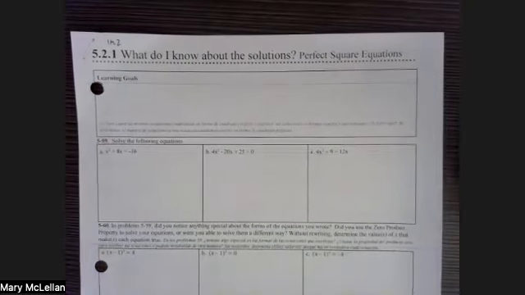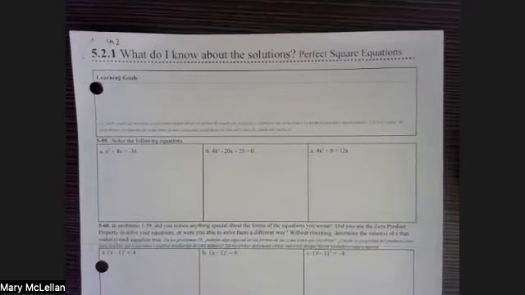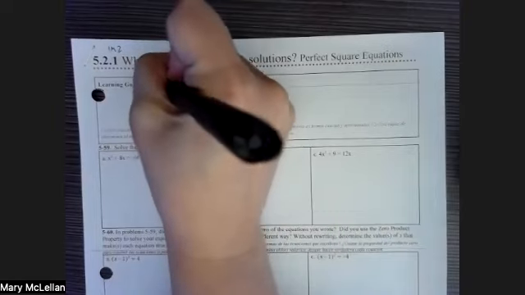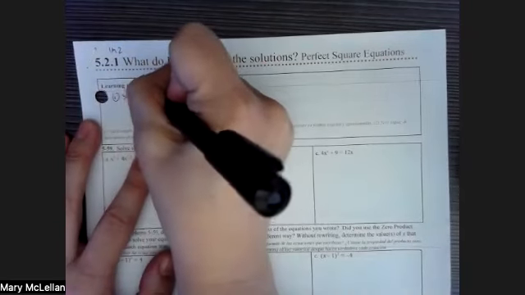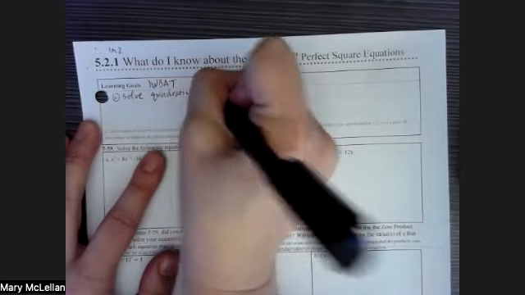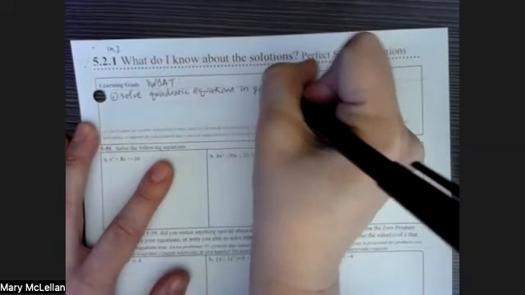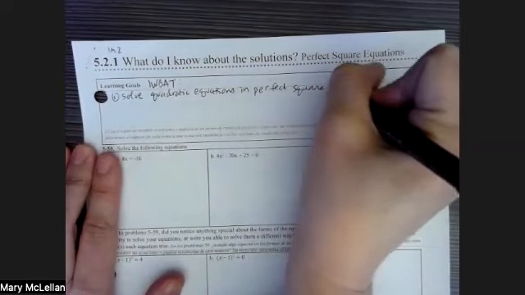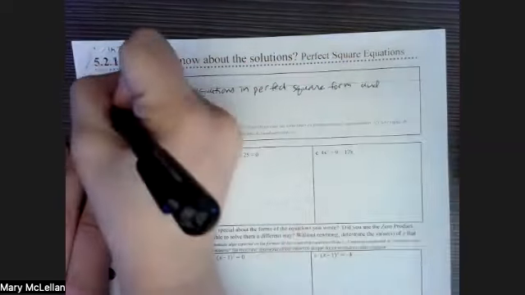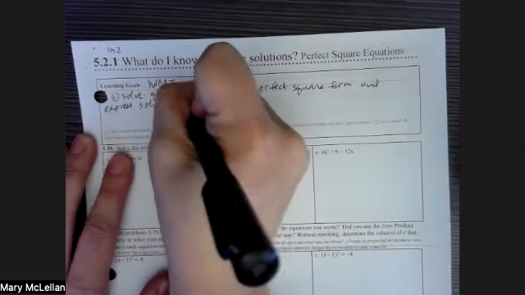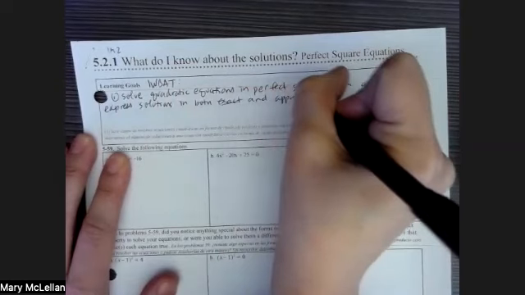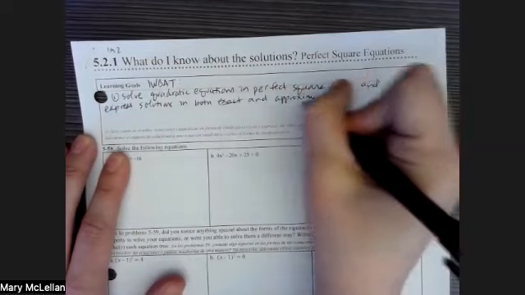All right, our learning goals are as follows. Number one, by the end of this lesson, you should be able to, I'm going to write this in first person, I will be able to: one, solve quadratic equations in perfect square form and express their solutions in both exact and approximate forms.